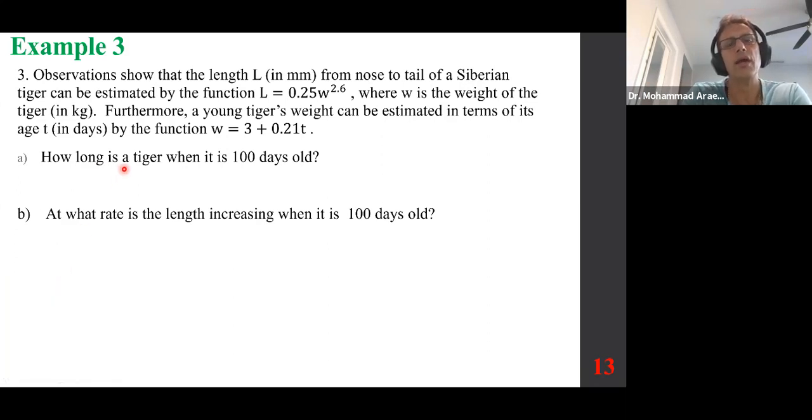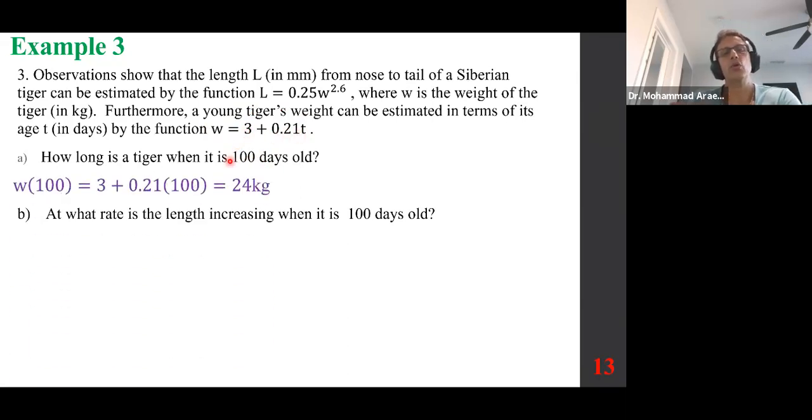How long is a tiger after it's 100 days old? So T is 100. That's what it means. T is 100, so plug in here. That gives you the weight. So 100 times 0.21 becomes 21, plus 3 becomes 24. So you plug in and you get 24. What are the units? Kilograms.